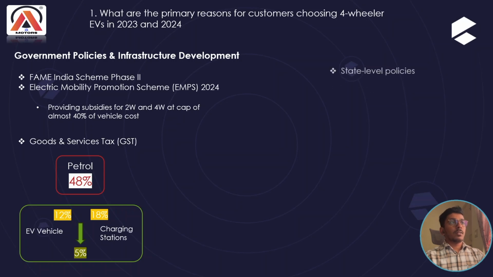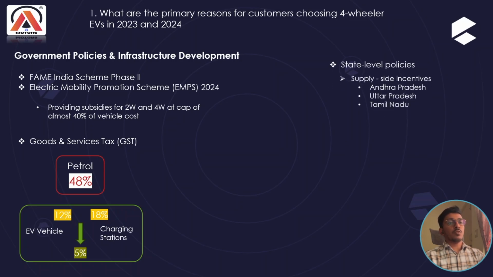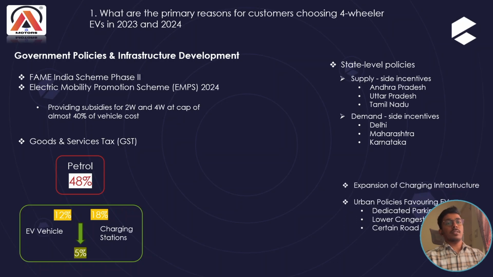State level policies. States like Andhra Pradesh, Uttar Pradesh, and Tamil Nadu are offering supply side incentives. These supply side incentives benefit manufacturers, producers, and businesses involved in the creation and distribution of EVs. Whereas states like Delhi, Maharashtra, and Karnataka are offering demand side incentives. Demand side incentives are measures targeted at customers, encouraging them to purchase electric vehicles. This is the reason we are seeing more EV sales in these states where they are giving demand side incentives. Apart from this, we have a few other things such as expansion of charging infrastructure and urban policies.